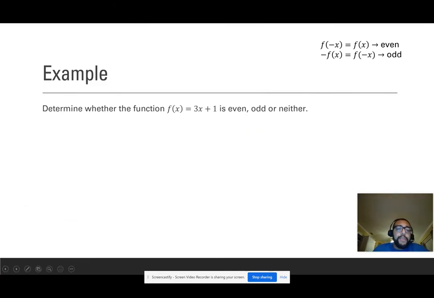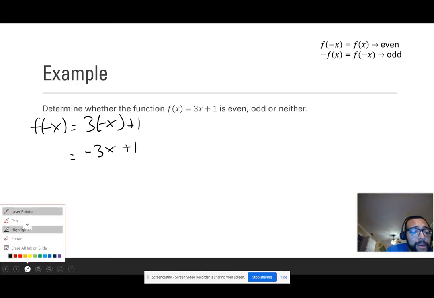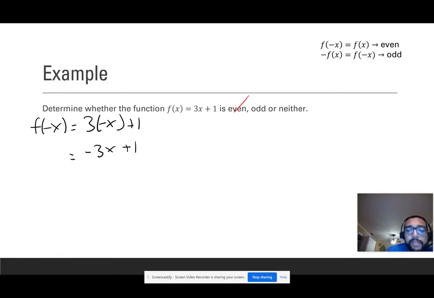Last one here, determine whether the function f of x equals 3x plus 1 is even, odd, or neither. We'll say neither. F of negative x, again, this one isn't too bad. 3 times negative x, fun fact, is actually negative 3x. So is that the same as my starting function? Say it out loud. It is not. No, that first term is messing me up. That means it is not. Let me get the red. It's not even. Okay, let's try to see if it's odd.